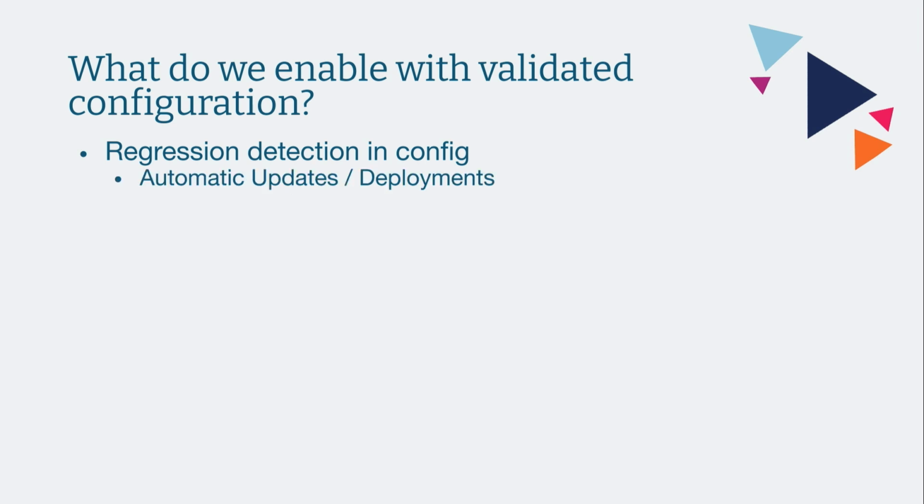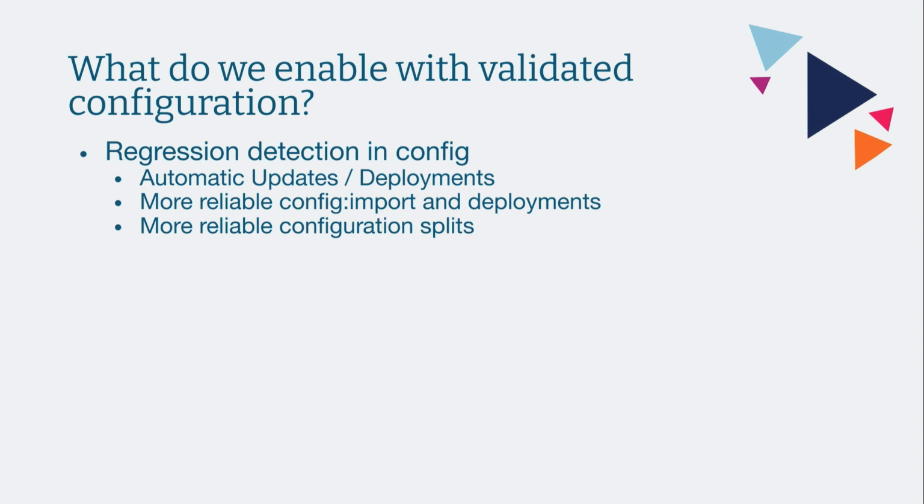This could mean automatic updates, being able to check if the config that exists in your site will actually still be valid or still be good with the new config schema that's being pulled in. Automatic deployments will be more stable because you can make sure that your configuration is okay. Your config import itself can also be more stable.